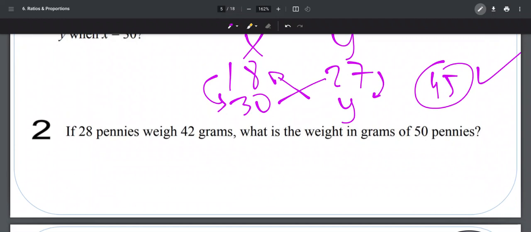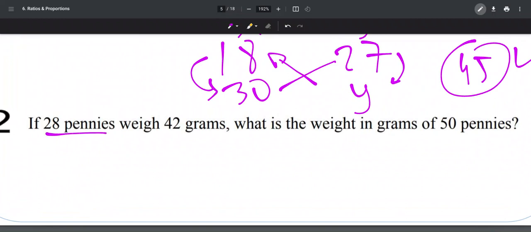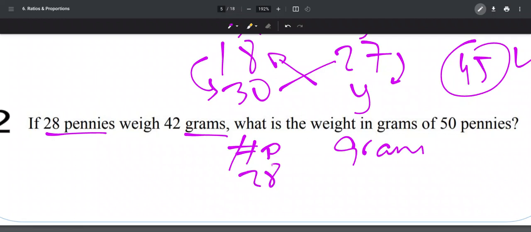I can totally just use my rule of 3 for this one. So I'm going to have number of pennies and grams. I have 28 pennies weigh 42 grams. So 50 pennies, how much?